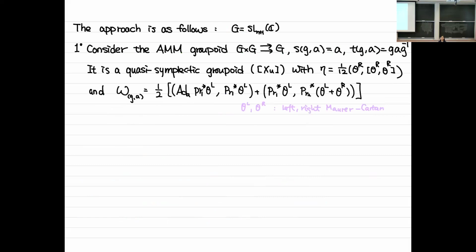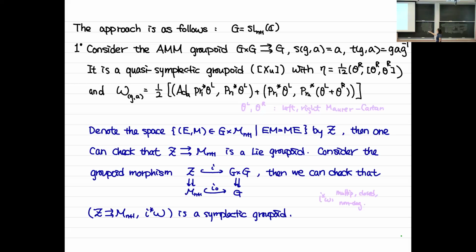Yes, yes. So we will see the approach. We start from the AMM groupoid. It's a quasi-symplectic groupoid with this 3-form and 2-form. And if you look at this universal centralizer, which we denote by Z, then that's a Lie groupoid over this space of possible Stokes data. And the inclusions are Lie groupoid morphisms. So you can pull back the 2-form, and you can check that it's a symplectic groupoid. It satisfies multiplicativity, it's closed, and it's non-degenerate.